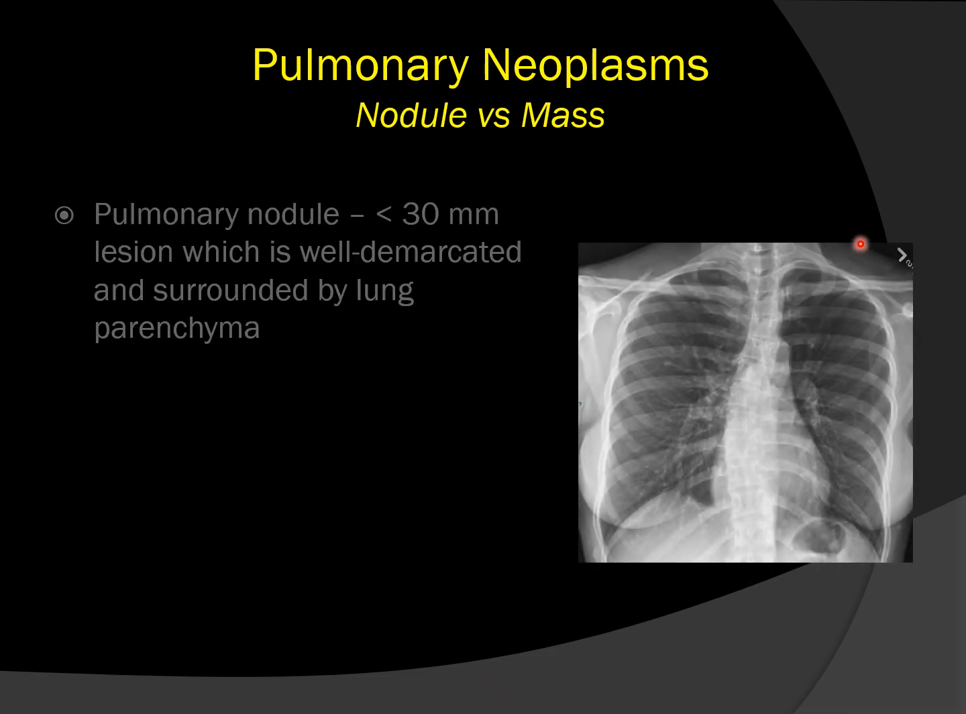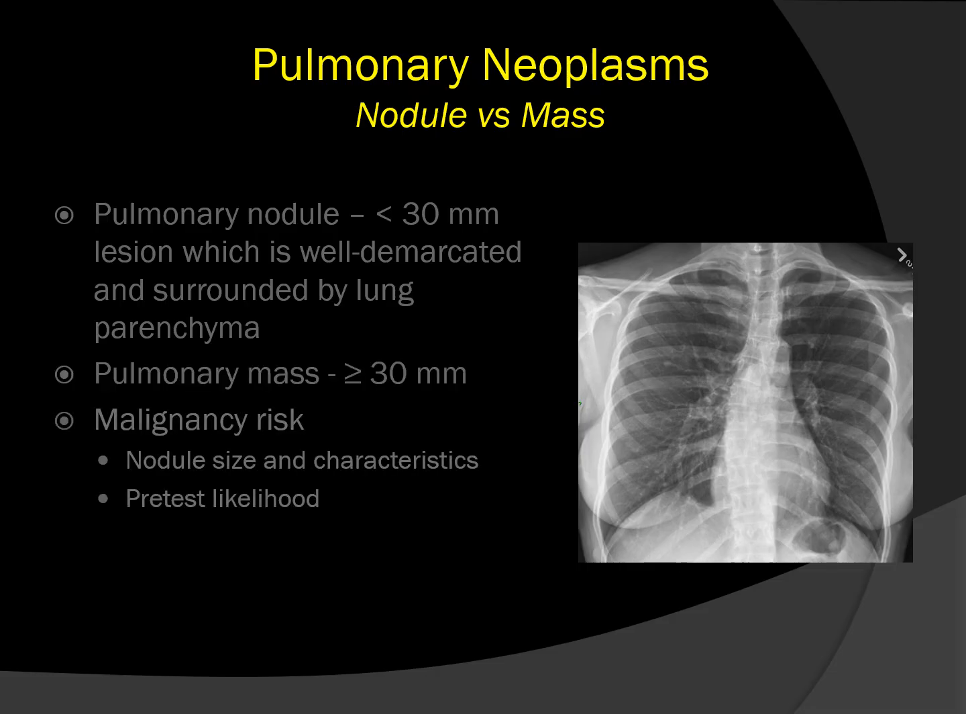This X-ray is almost normal. Heart's in the middle, lung fields are clear, but if you look really closely, there's an extra density right above my pointer that is a small pulmonary nodule. And if you saw this close up, you'd see it clearly stands out. If you look at the opposite side, there's nothing there. That's less than 3 centimeters, so that would be a pulmonary nodule. A pulmonary mass is a similar definition, well demarcated, surrounded by lung parenchyma, but over 30 millimeters.